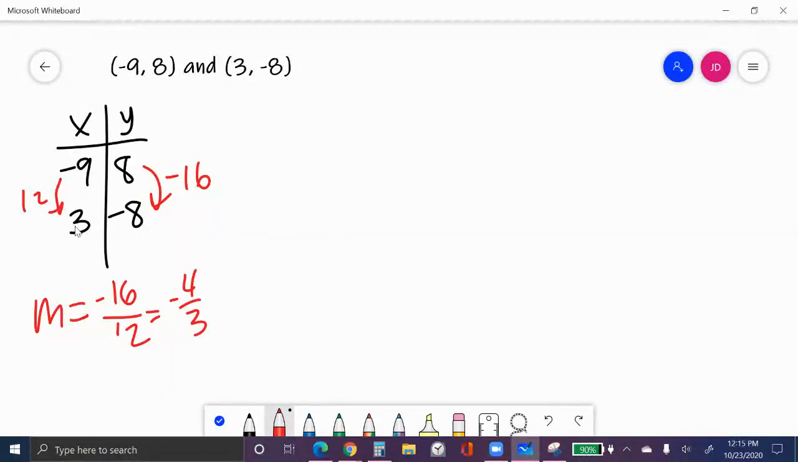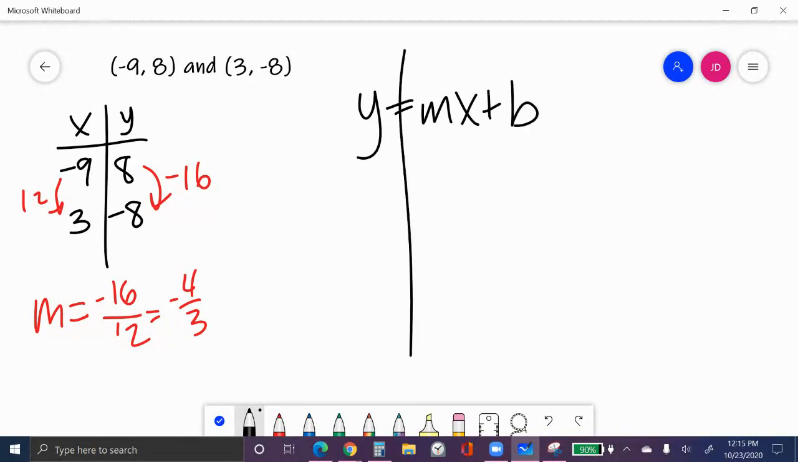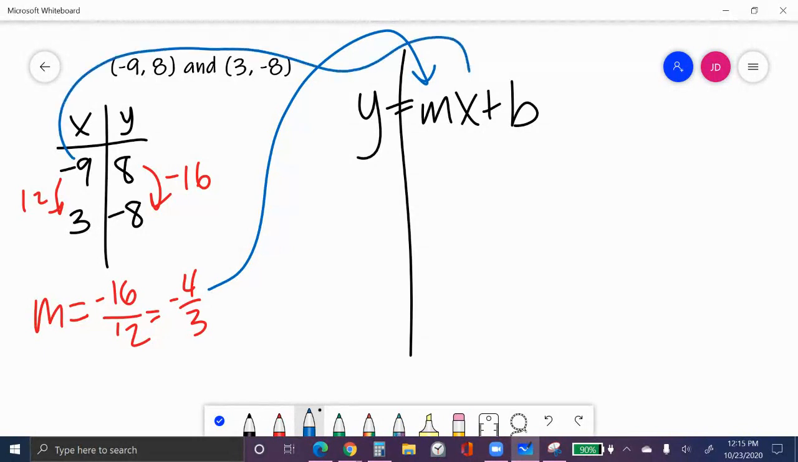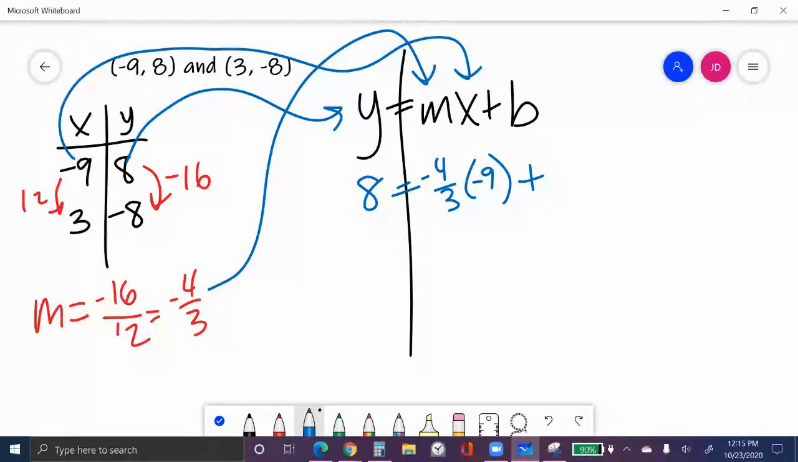So that's going to be my slope. My y-intercept, they don't give it to us. So we do our y equals mx plus b over here. We plug in the negative 4/3 for m. We plug in negative 9 for x. And we plug in 8 for y. So we have 8 equals negative 4/3 times negative 9 plus b.